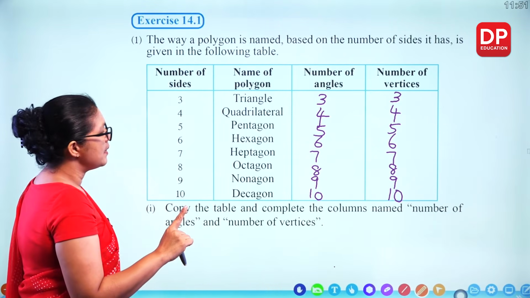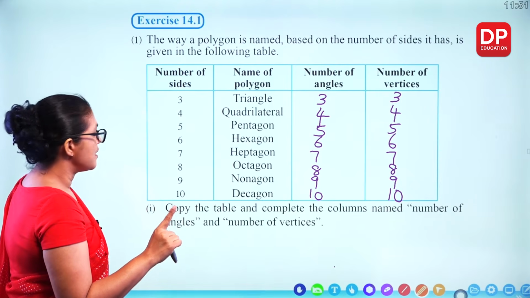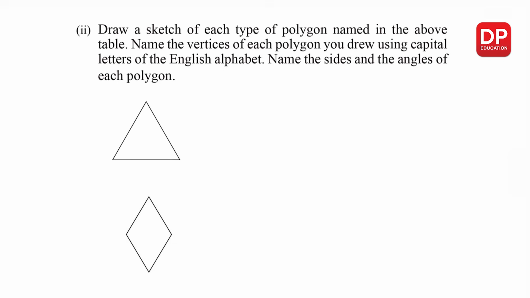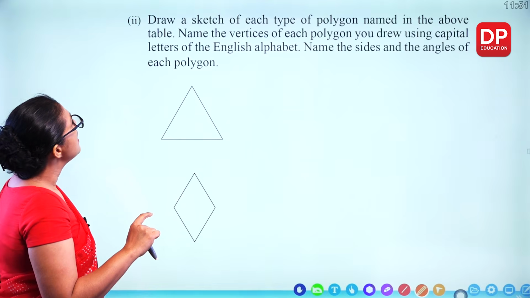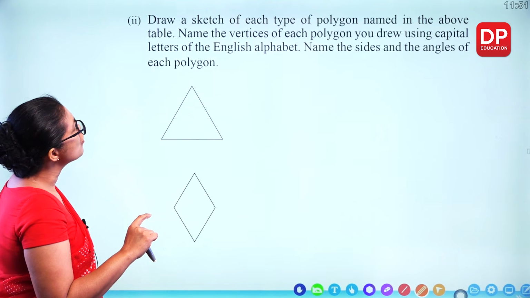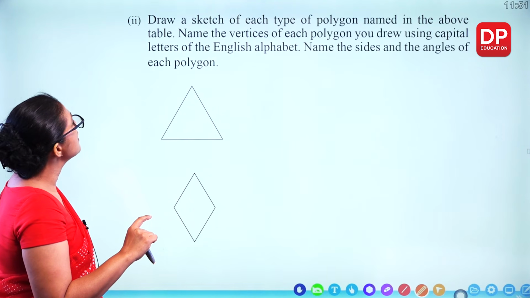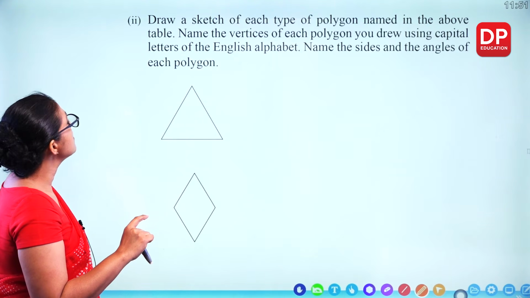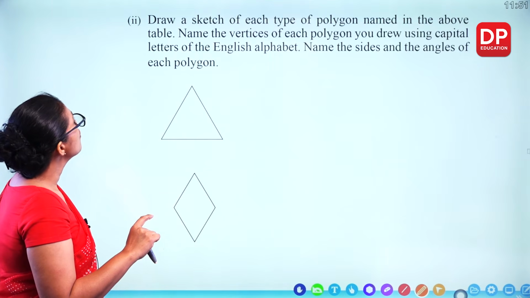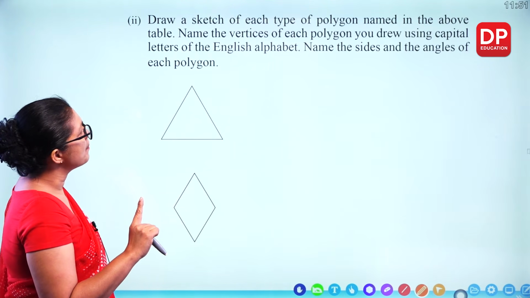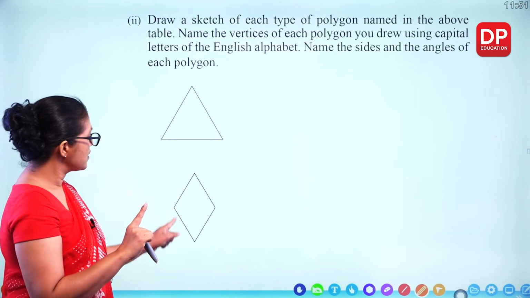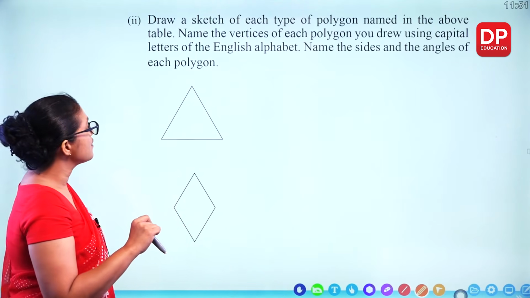Copy the table and complete the column named number of angles and number of vertices. Draw a sketch of each type of polygon named in the above table. Name the vertices of each polygon you drew using capital letters of the English alphabet. Name the sides and the angles of each polygon. So draw a sketch of each type. So triangle is done, and 4-sided figure, that's quadrilateral.